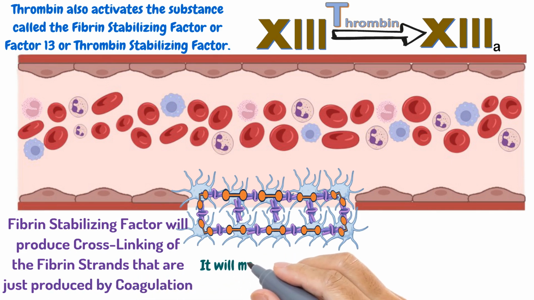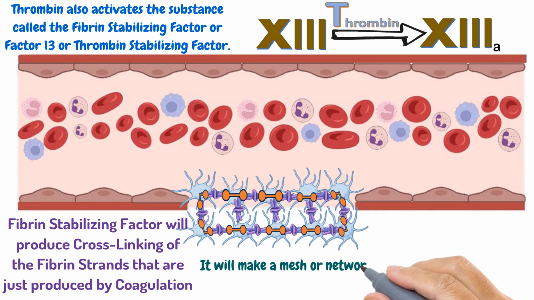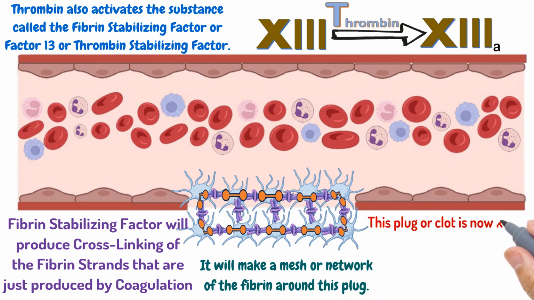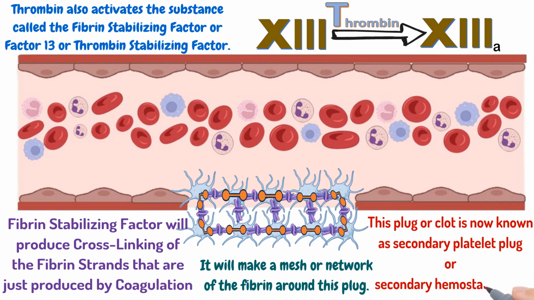it will make a mesh or network of fibrin around this plug and make the clot or plug stable and strong. So this plug or clot is now known as secondary platelet plug or secondary hemostatic plug.